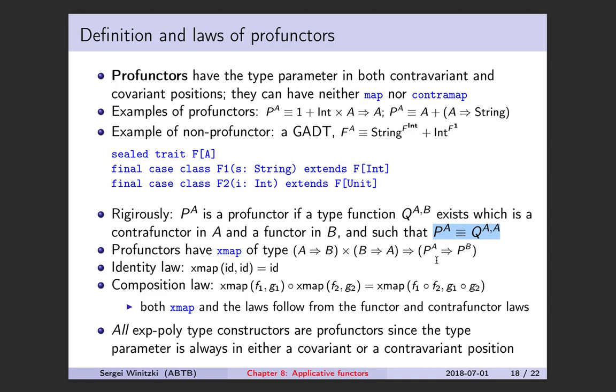So as I said, all exponential polynomial type constructors are profunctors, because in all of them there will be type expressions of this kind. The type parameter must be either on the right or on the left, and so then you can easily relabel the covariant and the contravariant by different type parameters, and then you can define the Q that you are required to have, and then you have your profunctor defined, and you prove easily that it is valid.